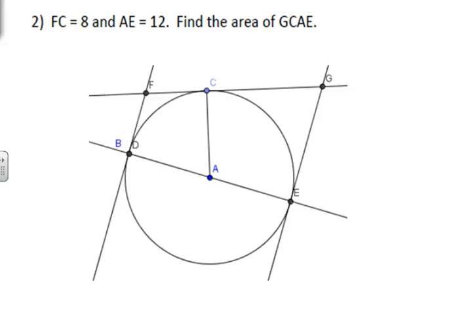So in this problem, we have three tangent lines: FD, FC, and GE. We also know something about the problem in that FC is 8 and AE is 12, AE being a radius, and so we know this is 12 and this is 12. And we need to know quite a few things. We need to know some things about tangent lines.